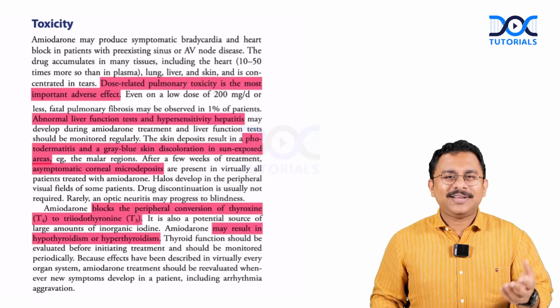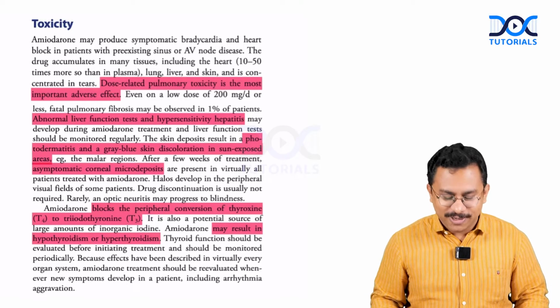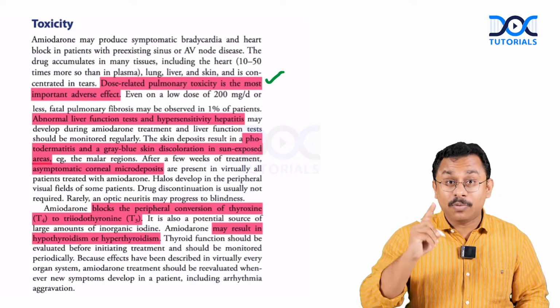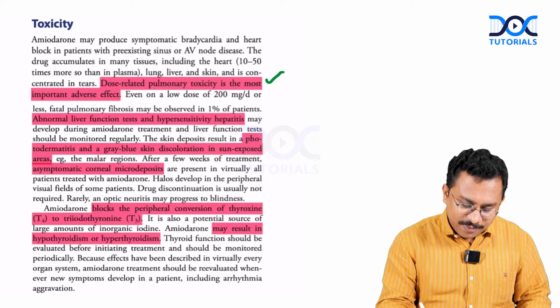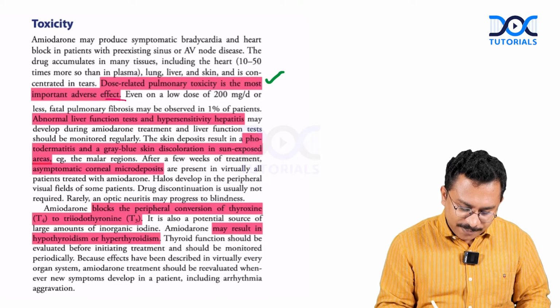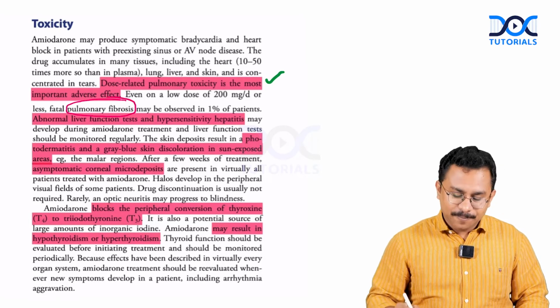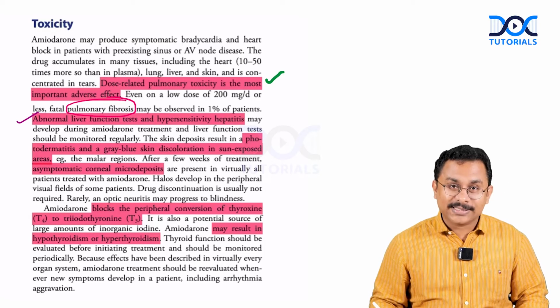So what are the important toxicities, side effects of amiodarone? Dose-related pulmonary toxicity is the most important side effect. So you can have pulmonary fibrosis. Okay, so pulmonary fibrosis is an important side effect. You can also have abnormal liver function tests.